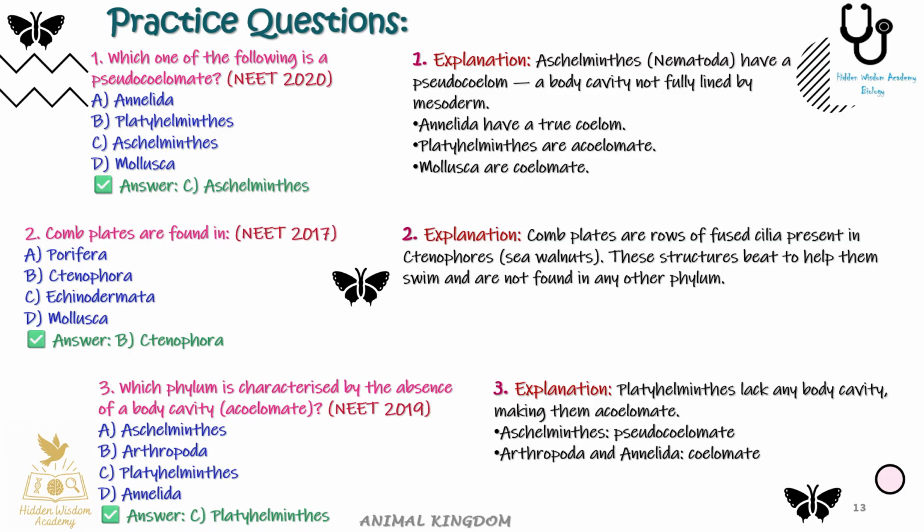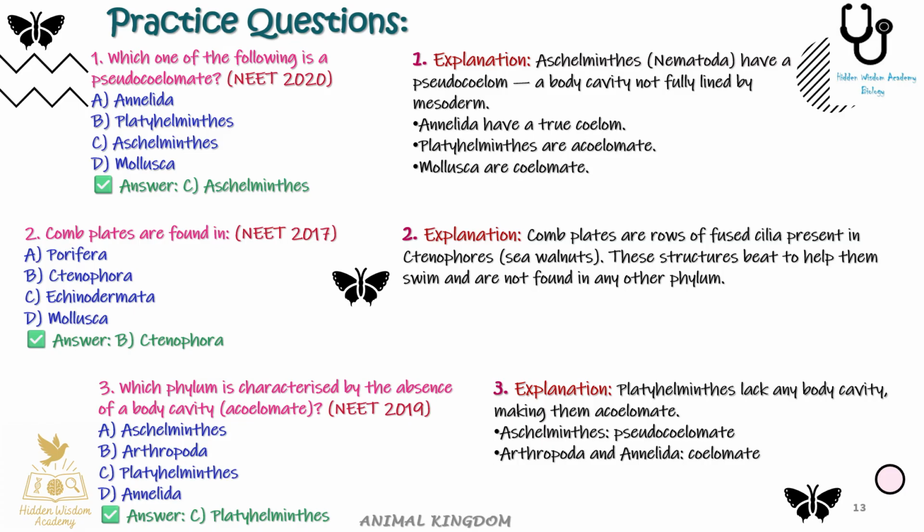Let's move to question 2. Comb plates are found in. From NEET 2017. Option A, Porifera. Option B, Ctenophora. Option C, Echinodermata. Option D, Mollusca. Explanation. Comb plates are a unique feature of ctenophores, also called sea walnuts. These are rows of fused cilia that beat together to help the animal swim. Comb plates are not found in any other animal phylum. The correct answer is option B, that is comb plates are found in Ctenophora.